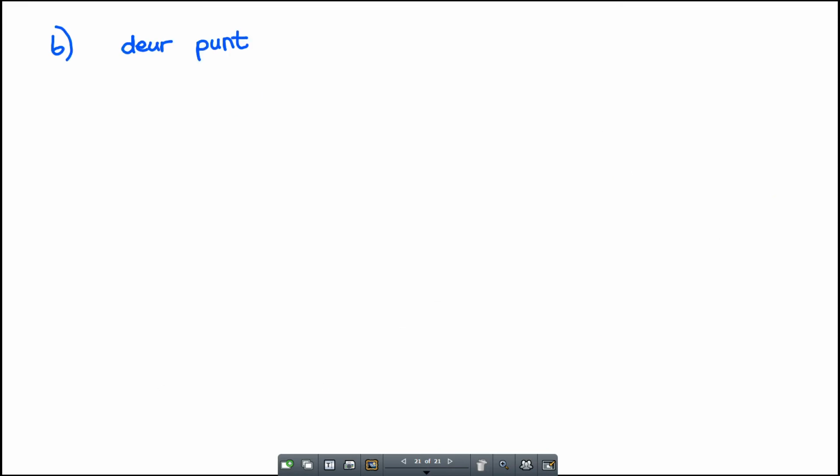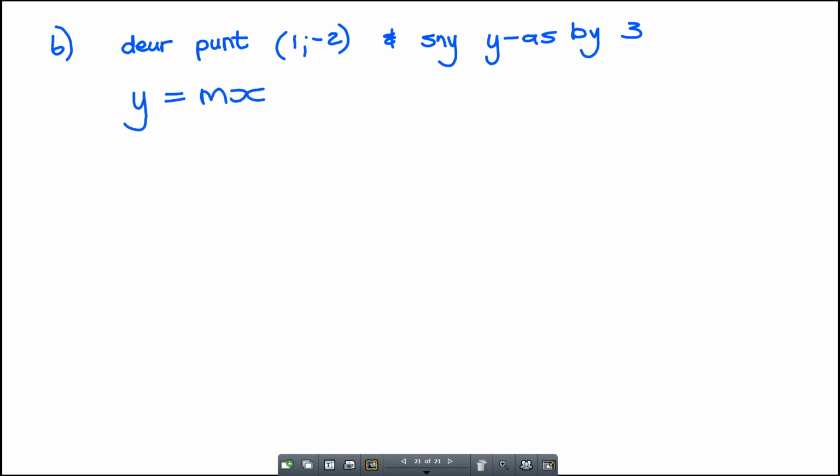Okay, hier sê hulle vir my, find algebraically the equation of the straight line which goes through the point where x is 1 and y is minus 2, and it cuts the y-axis, en sny y-as by 3. Okay, so my vergelyking, y is equal to mx plus c. What does that mean? That means that my c value will be 3. Okay, so kom ons gaan stel eers gou vir hom in. Y is gelyk aan mx plus 3.